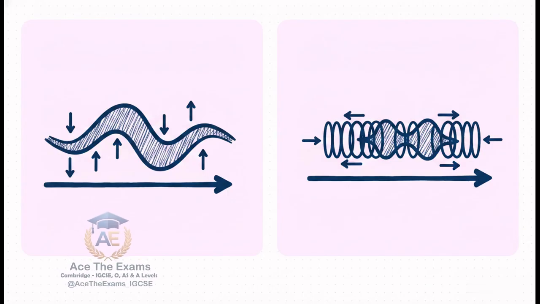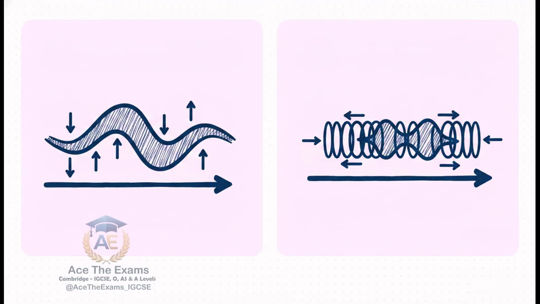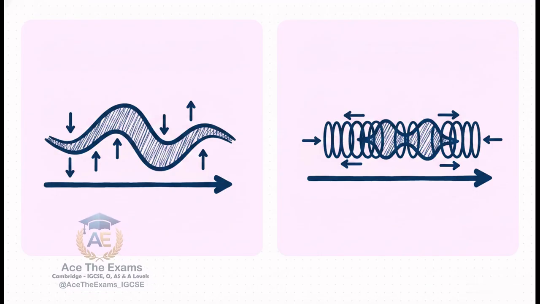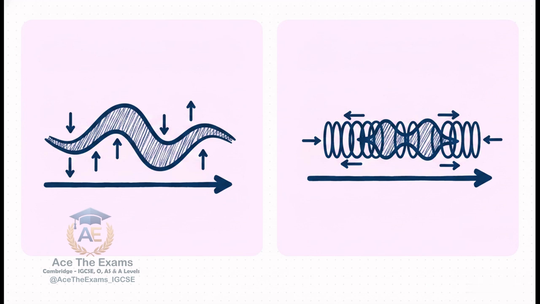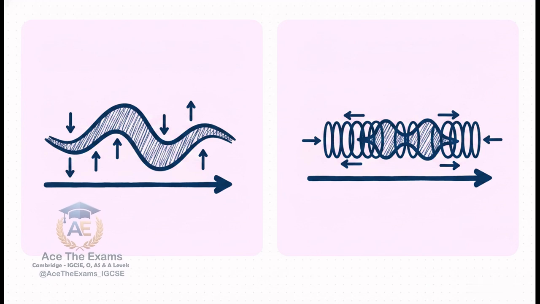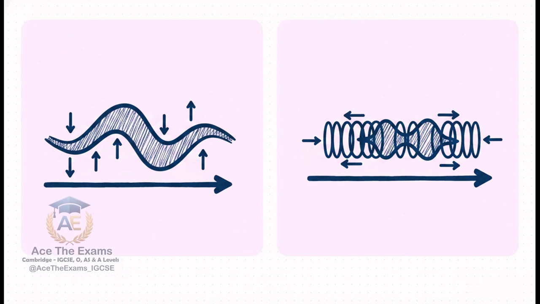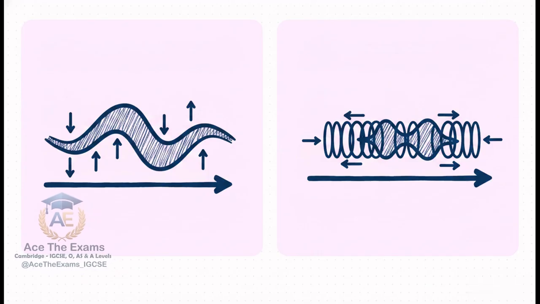Transverse waves, like light or water ripples, vibrate perpendicularly to the direction they travel. They go up and down while moving forward. But longitudinal waves, like the sound of my voice right now, vibrate parallel to their travel. The particles physically pulse back and forth in the same direction the wave is moving.